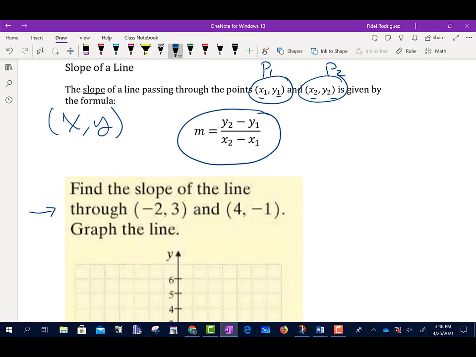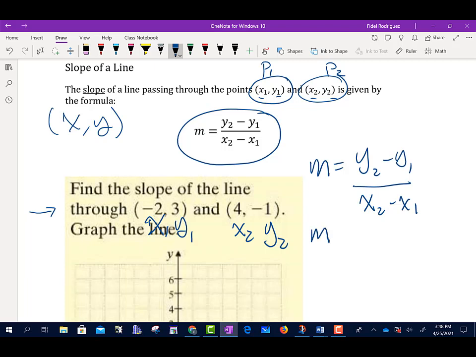So the first one says find the slope of the line through the point -2, 3 and the point 4, -1, and then graph the line. Okay, so think about it this way. Since that's my first point, this is going to be my x1 and my y1, and this is going to be my x2 and my y2. So the first thing I'm going to do, y'all, I do this every time because it helps me remember the formula, and then it helps me realize what numbers I need to plug in where, okay? Because this problem is also going to be kind of plug and chug.